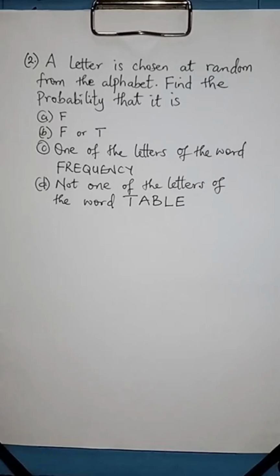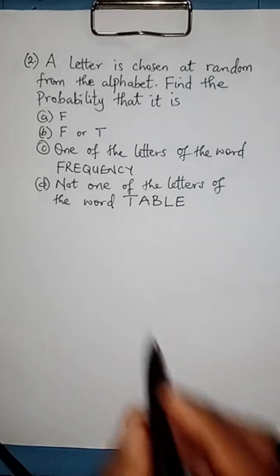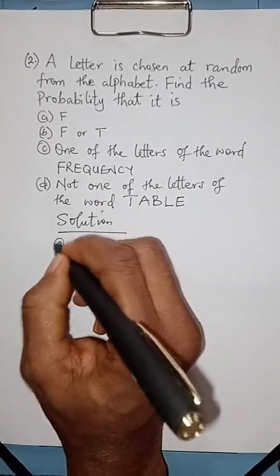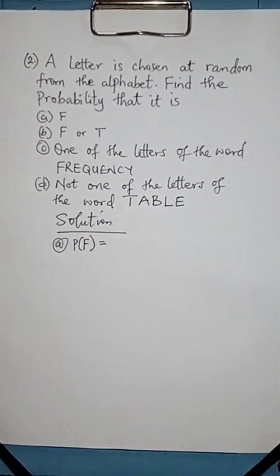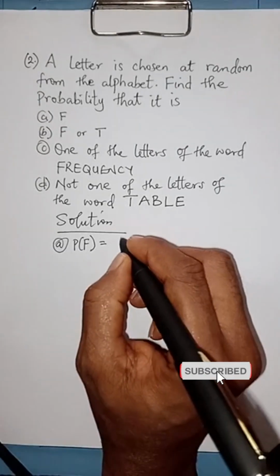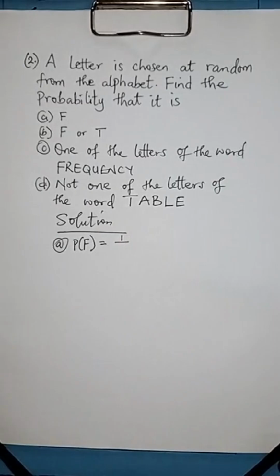Now let's start with A. Remember, a letter is chosen at random from the alphabet. The letters of the English alphabet are 26, which means a letter is chosen from A to Z. Now what's the probability that the letter chosen is F? That's the A part of the question. The probability that it is F will be, remember the formula, number of required outcomes all over number of possible outcomes. How many F do you have in the letters of the English alphabet? It's 1, so that's the required outcome. And what is the possible outcome? The number of letters in the English alphabet, 26. Well, that's the solution to the question.